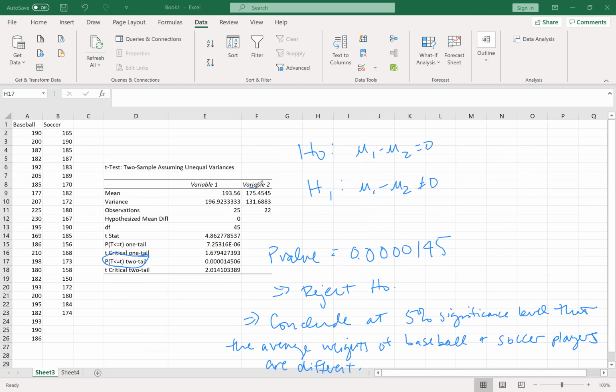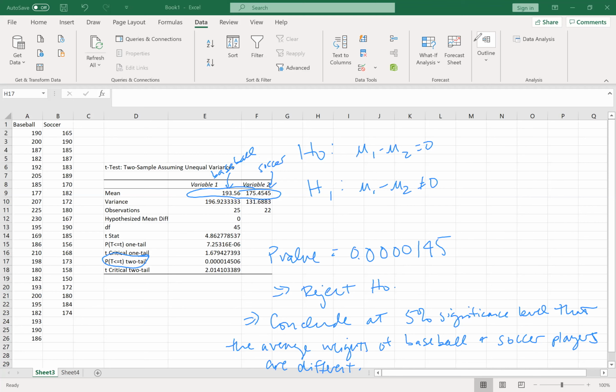What you see here is the average of the two columns. The 193.56 was the average weight of the baseball players, and the 175.45 was the average of the soccer players. And you could probably have guessed that these two average weights would have been different because soccer players have to run a lot more than baseball players, and so it's going to attract a different type of athlete. Okay, so we were able to do this hypothesis test using Excel, where it calculated the t-values and the p-values for us.